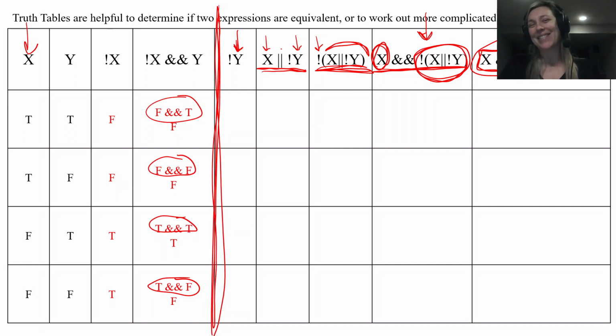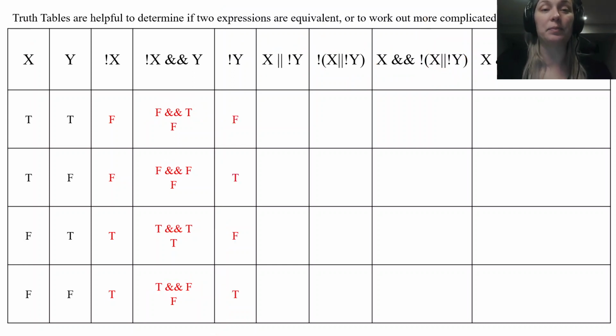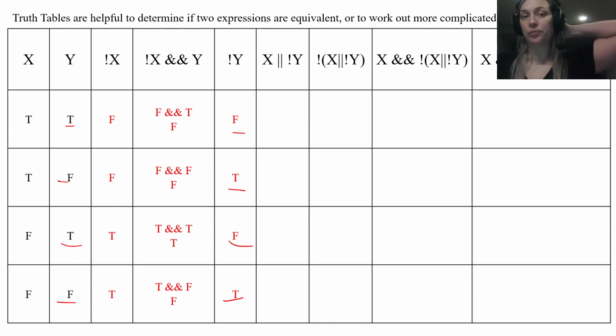But we will. Okay. I'm showing you an example of how we use it, and the more practice we get, eventually you'll be able to set up your truth tables like this. Okay. So let's get started with our not Y column. Not Y switches true to false, false to true, true to false, false to true. Okay, so that's my not Y column.